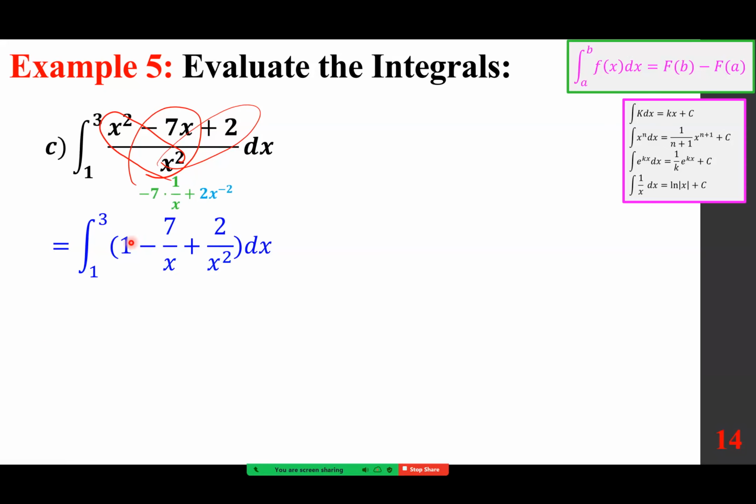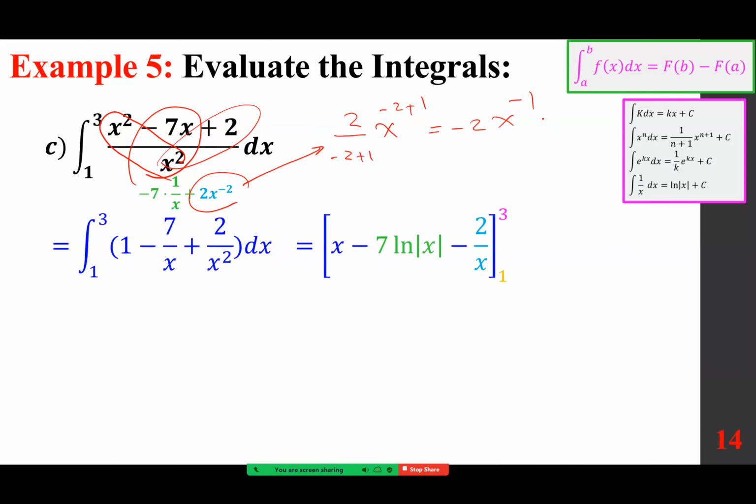that this is obviously x. This is obviously minus 7 ln x. I hope you remember that. This one, again, I remind you how we did this. This one, we said 2 divided by negative 2 plus 1, x to the power of negative 2 plus 1, which makes it negative 2x to the power minus 1, or negative 2 over x. And we're going to evaluate from the lower limit 1 to upper limit 3.